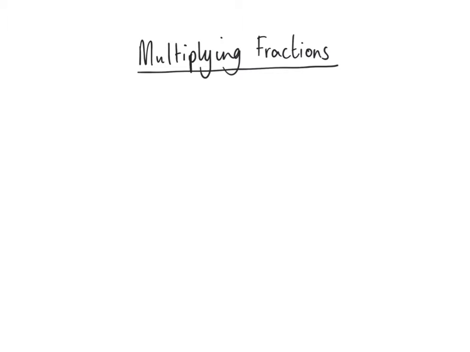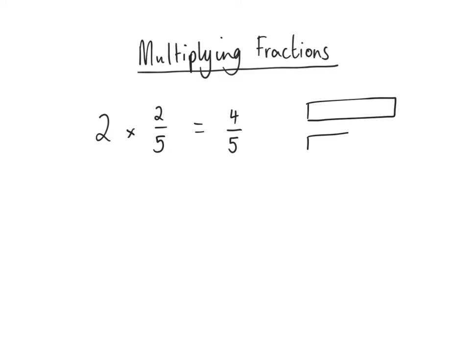Last week we did some work on multiplying fractions, and we did things like 2 times 2/5, so that's 2 lots of 2/5 would be 4/5. And remember, the reason it's 4/5 is because we've got 2 lots of 2/5. So there's 2/5. We've got 2 lots of that.